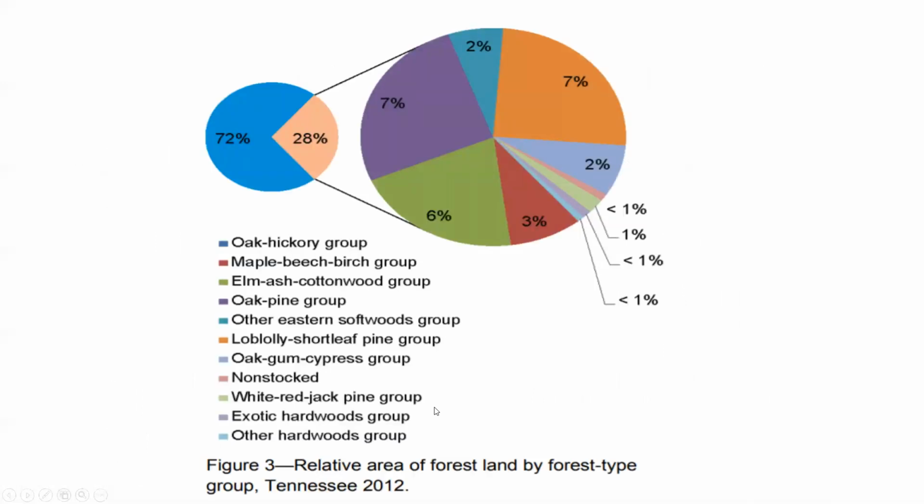So we break that down into some of the different tree or species groups that we have. Again, out of that, 72% here would be that oak and hickory group, and then the remaining 28% is made up of a lot of the maple, birch, some of the elm, ash, and the pines, and some of the other exotic hardwoods and other hardwood group types.